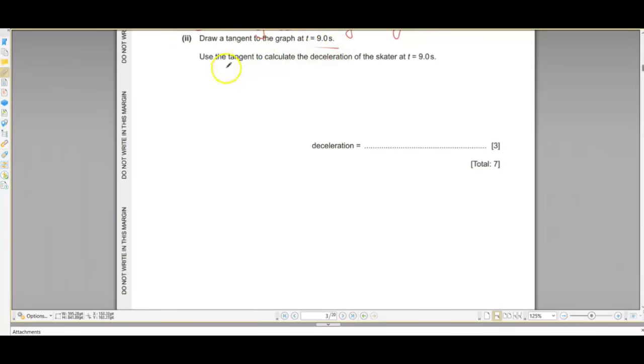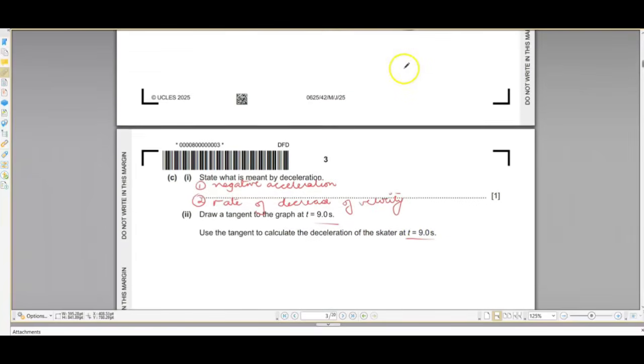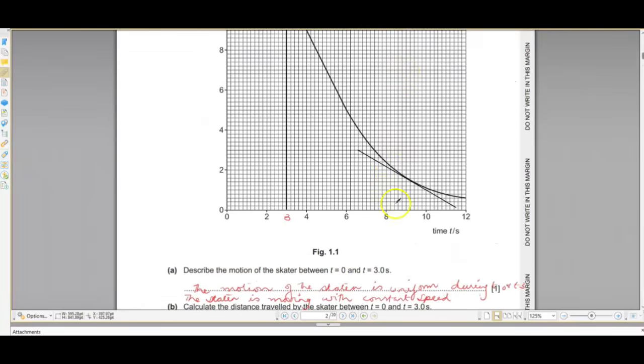Third part: draw a tangent to the graph at t is equal to 9 seconds. Use the tangent to calculate the deceleration of the skater at t is equal to 9 seconds. Now where is t is equal to 9? 8, 1, 2, 3, 4, 5. So this is going to be 9. I've already drawn a tangent over here, but let's do it again with you. How do we draw a tangent? You just take your ruler and draw a line that touches this curve, like this. And here it is, your tangent. I'll just move it up a bit.